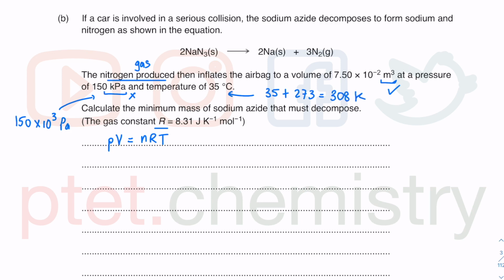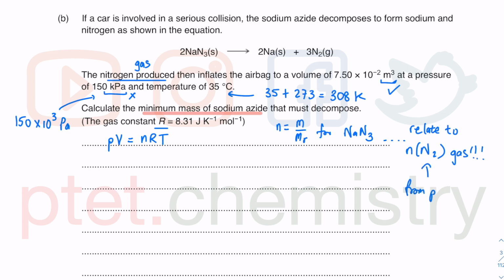I wanted the mass of sodium azide, and this is related to the mole, because mole equal to mass over MR. That is for the NaN3. However, we can relate to the mole of nitrogen, which is a gas. This is the gas, and this one is from the ideal gas equation. So that is from PV equal to nRT, where n is the mole of the nitrogen gas. So really, I think the first thing I need is to find the mole of the gas. So that would be PV over RT equal to n.